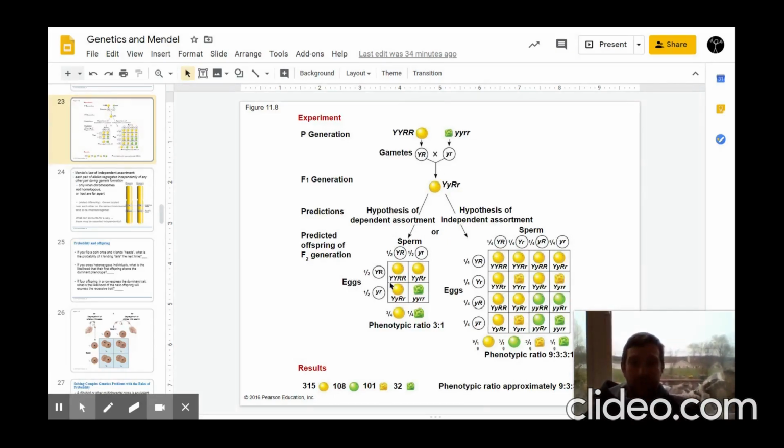Why didn't we see that? Well, Mendel found out that with these traits in particular, they are assorting independently, which means that the gametes are getting divvied up independent of one another. So the seed color and seed shape apparently were not linked genes, as we would call them.